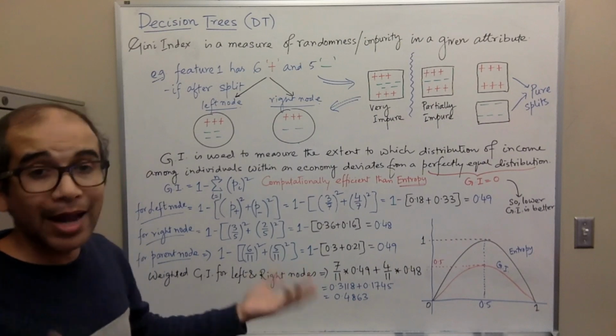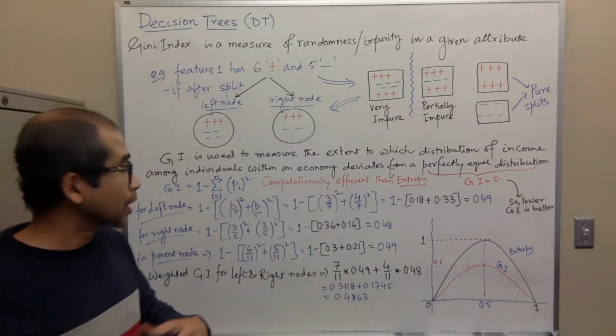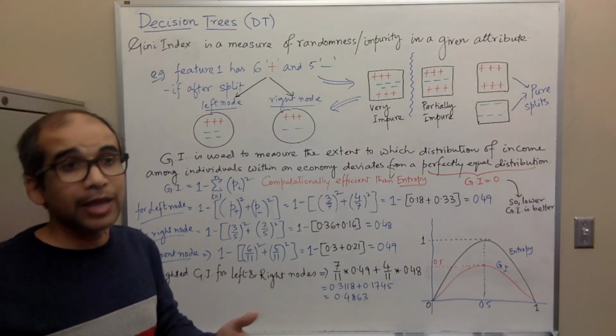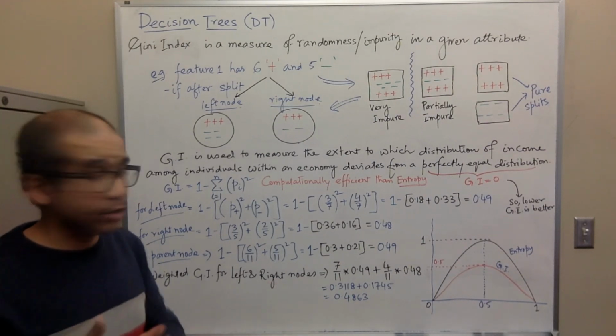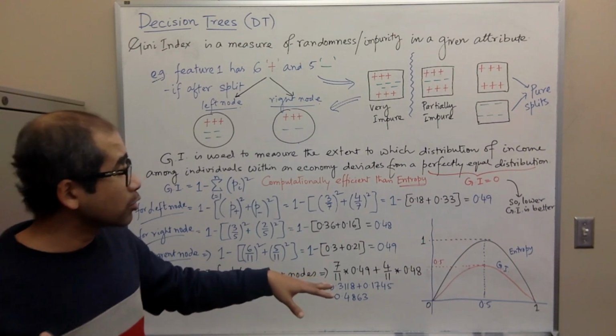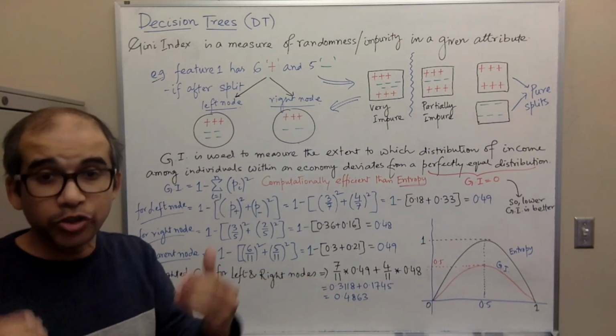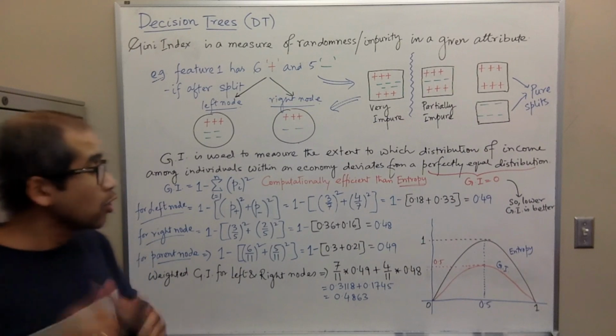So similarly, we'll calculate the split with respect to the other attributes like the BMI and whether the person is alcoholic or not, and then we'll find out that whichever gives the lower Gini index when you split with respect to it will be the best.